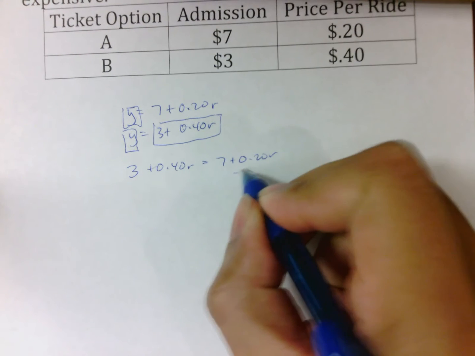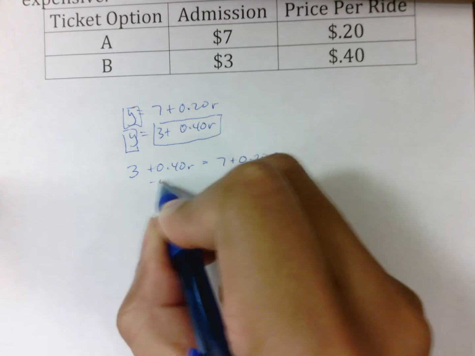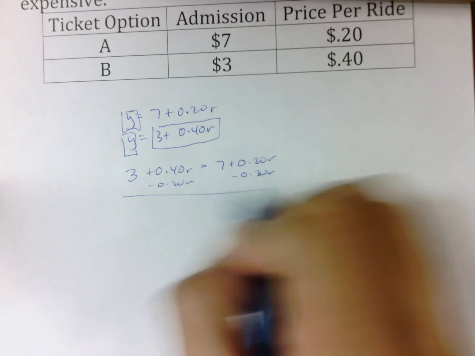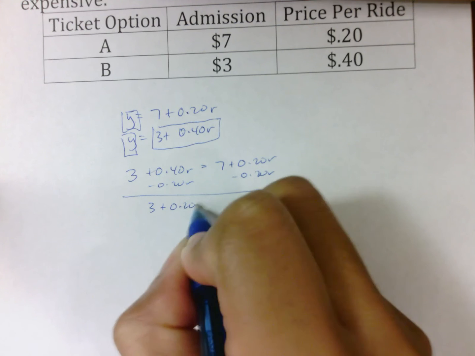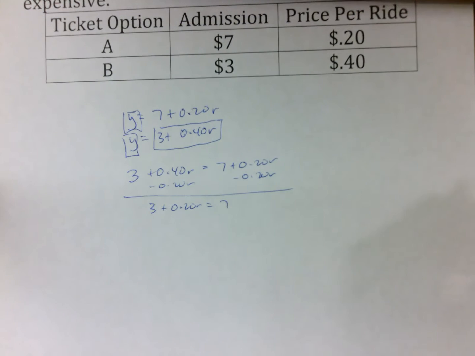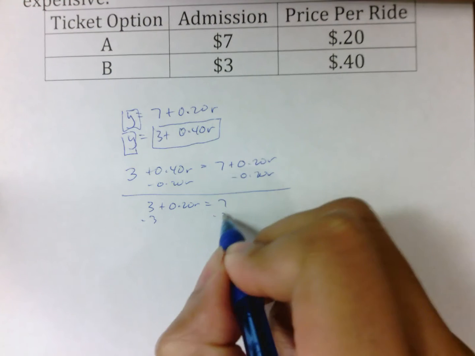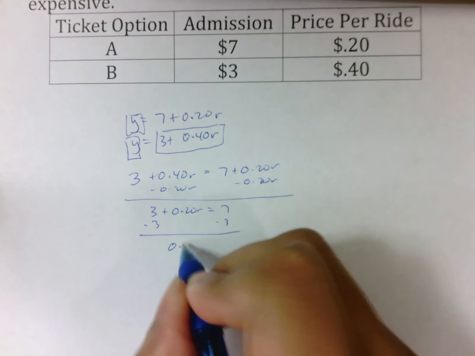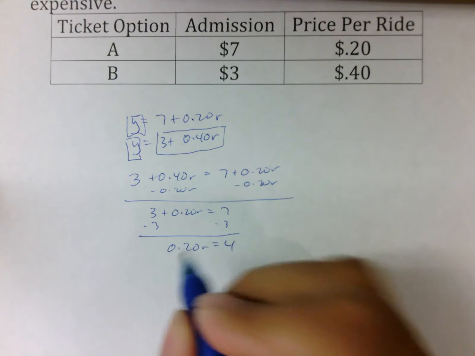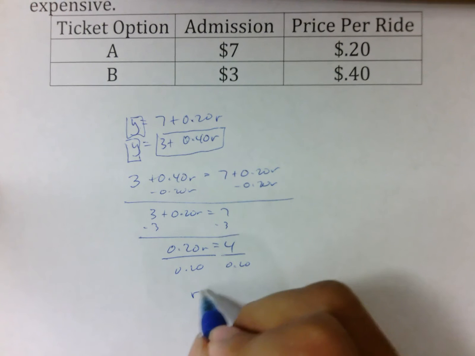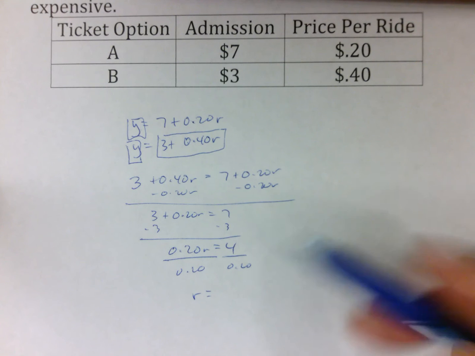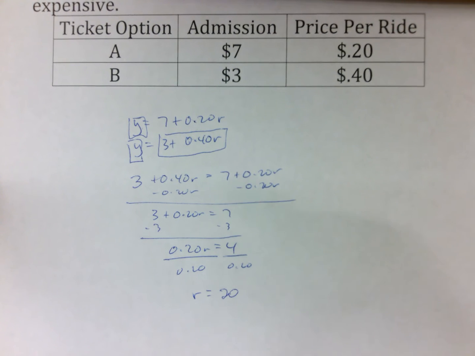So here we will subtract 0.20R, getting 3 plus 0.20R equaling 7. Subtracting 3 from both sides, of course, to get our R by itself, and then dividing by 0.20. R would equal, let's see, 5 of those would make 1, so 20, I believe. I think so. Let me check on my calculator real fast.